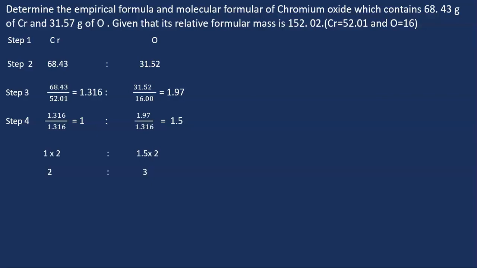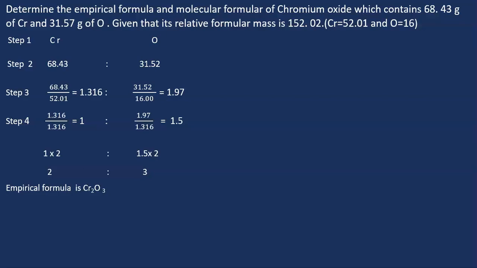But since this is a ratio, to maintain the ratio, we have to apply the same to the other part of the ratio. Therefore, we multiply 1 by 2, which gives us a final ratio of 2 chromium atoms to 3 oxygen atoms. Therefore, the empirical formula of chromium oxide is Cr2O3.